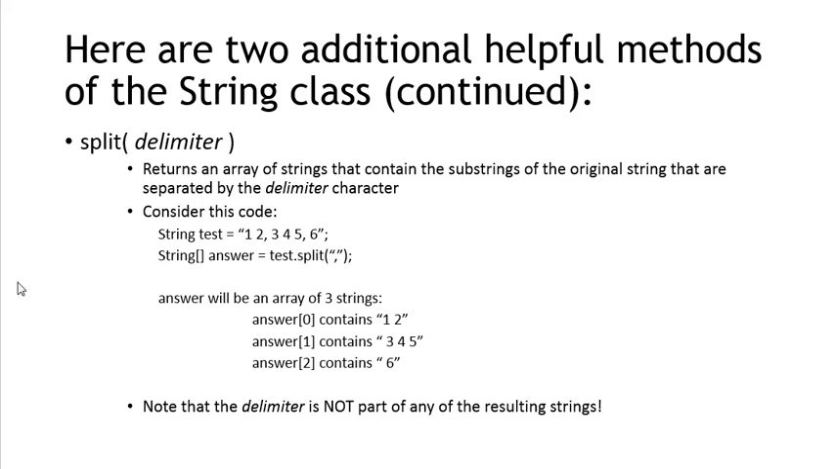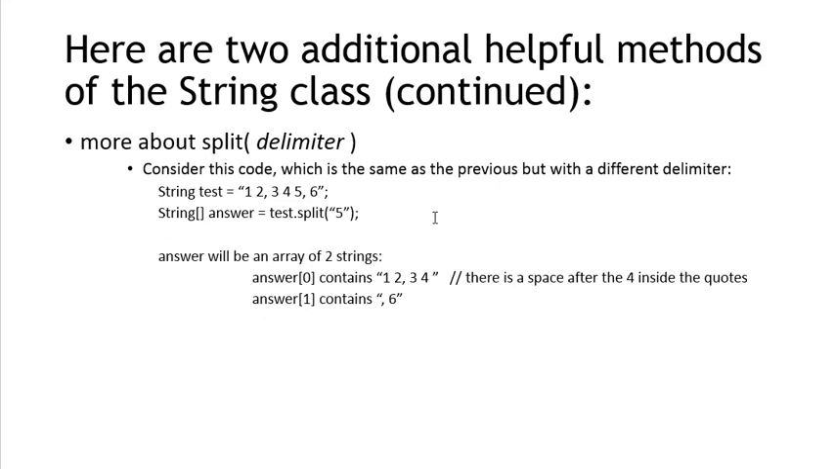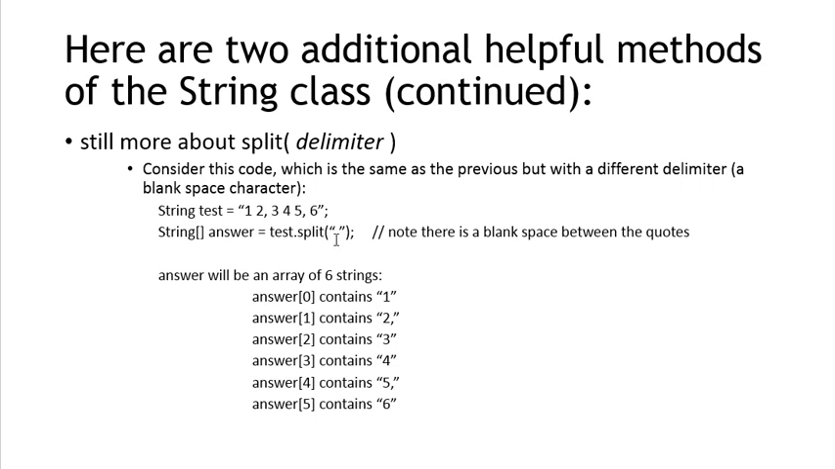Now, if I take the same test string, and I split on a different delimiter, if I split on 5, well, there's only one 5 here, so there'd be 2 pieces. 1 space 2, comma, space 3, space 4, and a space after the 4 would be the first string, and then comma, space 6 would be the second string, because there's only one 5 there. And if I would split on spaces, I have 5 spaces in there, so there would be 6 strings. Notice that the 2 and the 5 have the commas after them, but no spaces would be in the results, in the answer.